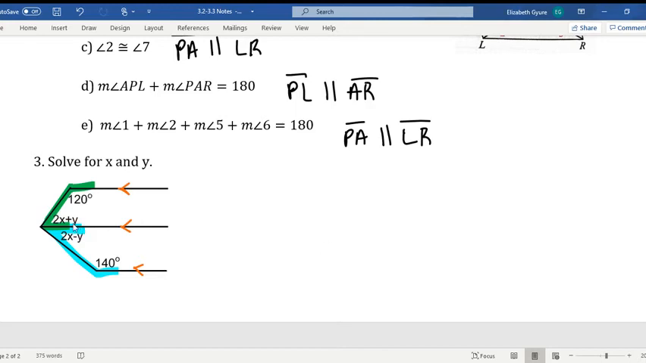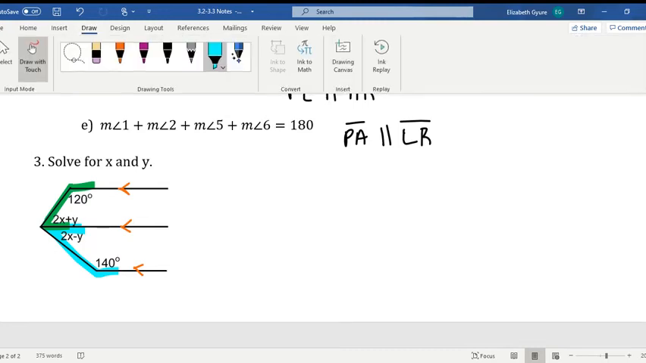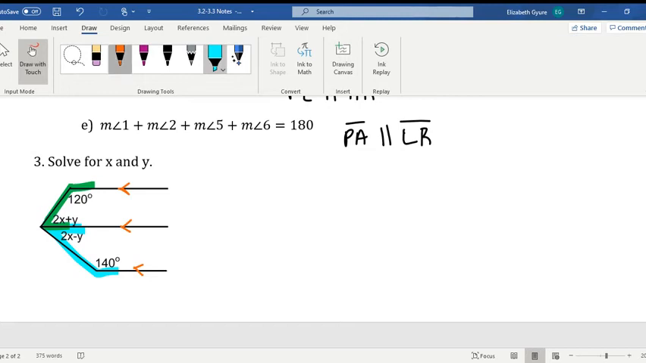Now, hopefully you notice we have two different variables. If you have two different variables within one angle, that is a big indication that you're going to have to solve a system of equations. So let's go ahead and just write our equations, and then we'll take a look and remind ourselves how to solve a system.